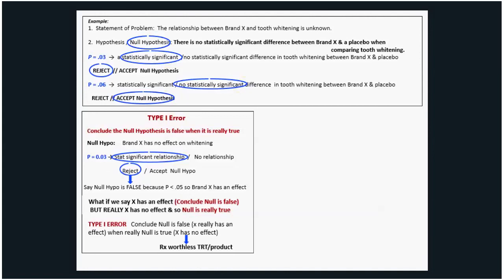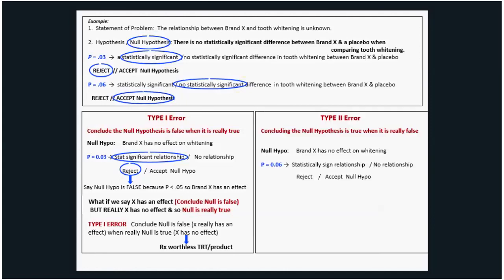So what we have been doing in terms of this is a type 1 error, where in the past we said, okay, there is a relationship, so we will recommend this. But a type 1 means that the null is really true, meaning that there is no relationship. So we could be recommending a worthless product.